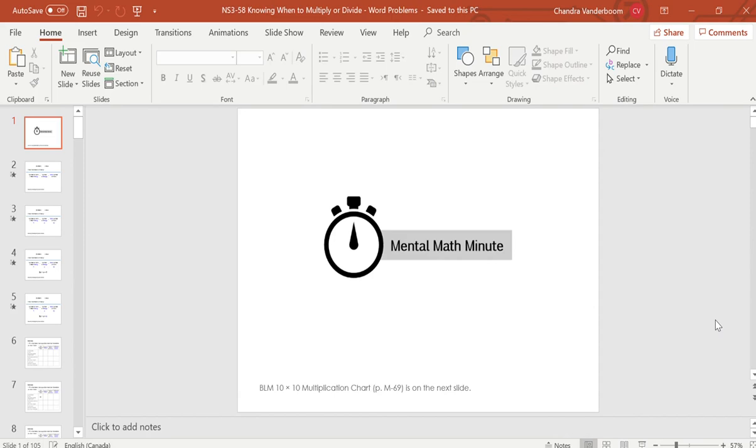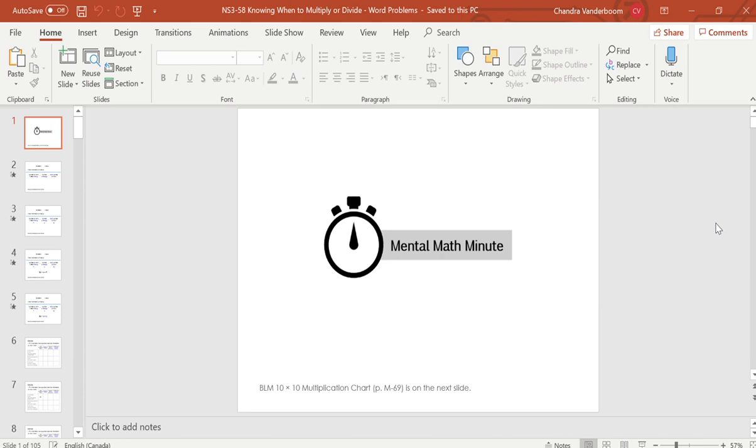Don't forget to practice your flashcards and your multiplication tables, and then we are going to get going on some more knowing when to multiply or divide. So it's the same thing that we did last week Friday, except now we will have word problems. Instead of just being given the facts, we have to decide whether to multiply or divide.